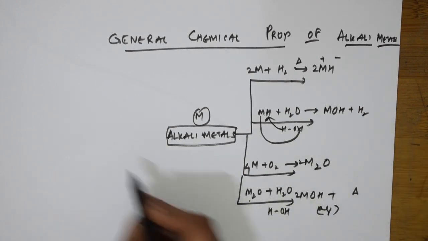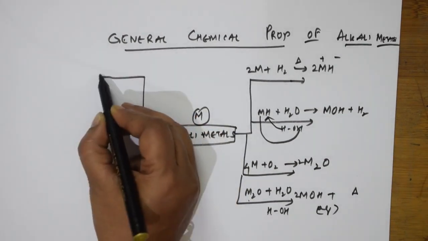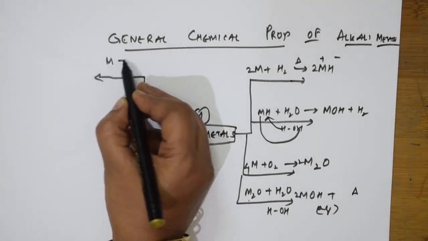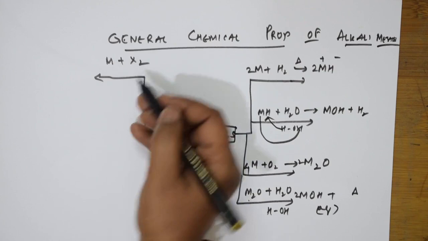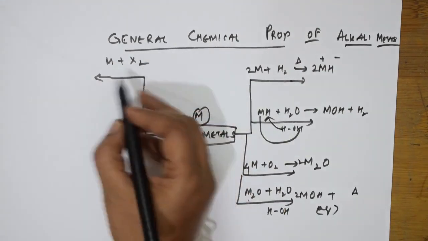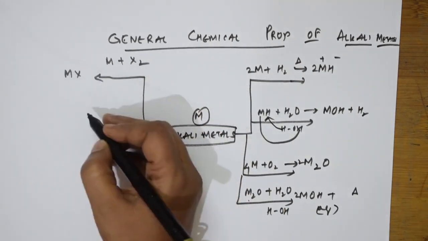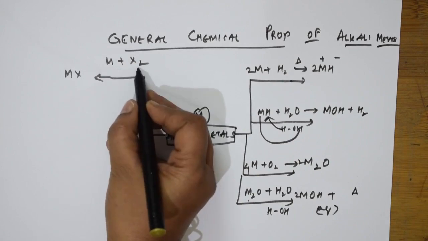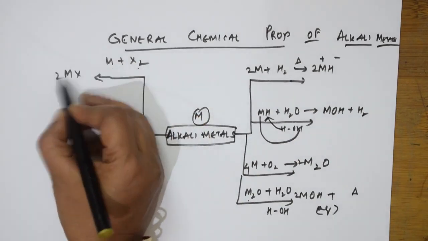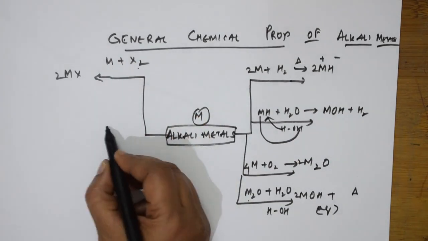Next, if the same metal combines with a halogen X2, it can be fluorine, chlorine, bromine or iodine. It forms a salt, MX. Here X is 2, so this is 2. Done. Let's see one more.